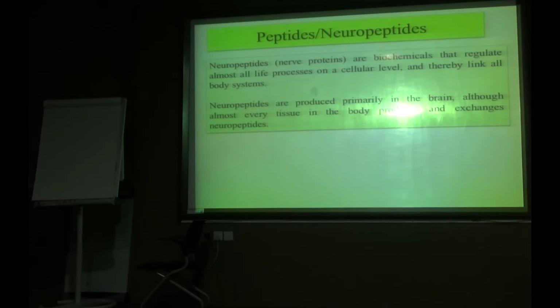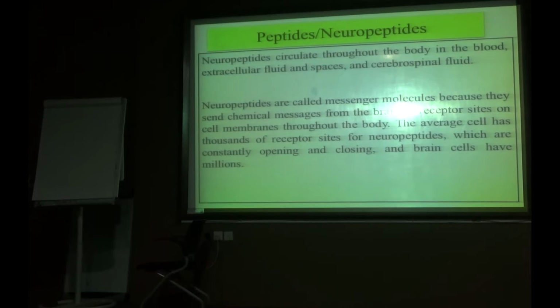They are linked to mostly all of the cells of the body. They are produced primarily in the brain, although every tissue in the body produces and exchanges neuropeptides. Majorly in the brain, but all of the body they have. We'll see some of these examples. They circulate throughout the body, in the blood, extracellular fluid spaces, cerebrospinal fluid, everywhere they circulate. And they are called messenger molecules.